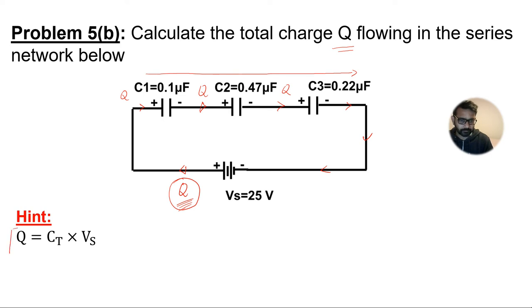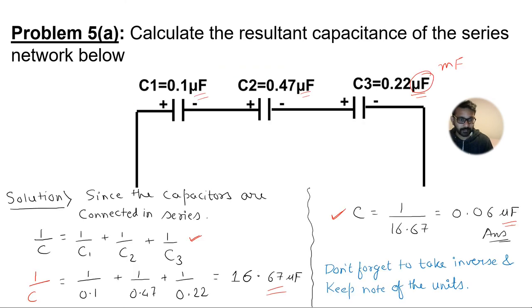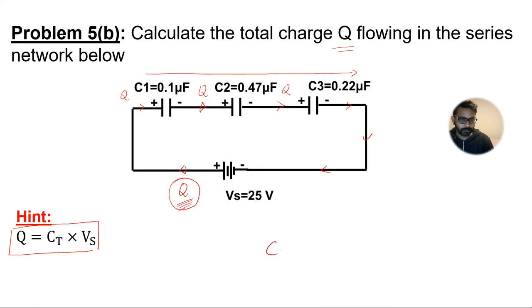We already have the formula. The total charge flowing in this circuit will be your total capacitance multiplied by the supply voltage. In the previous part, we calculated the total capacitance, or the resultant capacitance or the equivalent capacitance, whatever you want to call it, right? That comes out to be 0.06 microfarads, and the supply voltage Vs is 25 volts. As you can see, the capacitance is in microfarads and the voltage is in volts. So we have to convert the unit, okay, before applying the values in the formula.